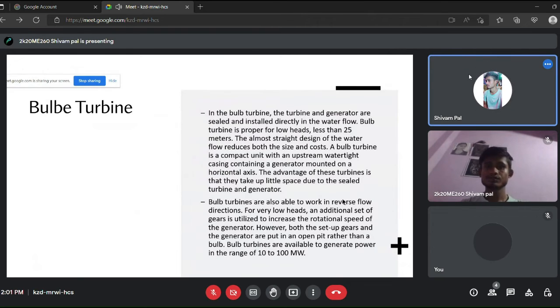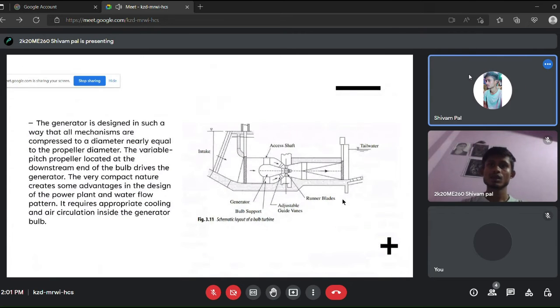Next is the rim type turbine. It is a compact propeller turbine with a generator built into the rim of the turbine runner. It is found in small installations of 1 to megawatt and 10 meter head. The performance of the rim type turbine is similar to that of the bulb turbine. These turbines are available with or without wicket gates.